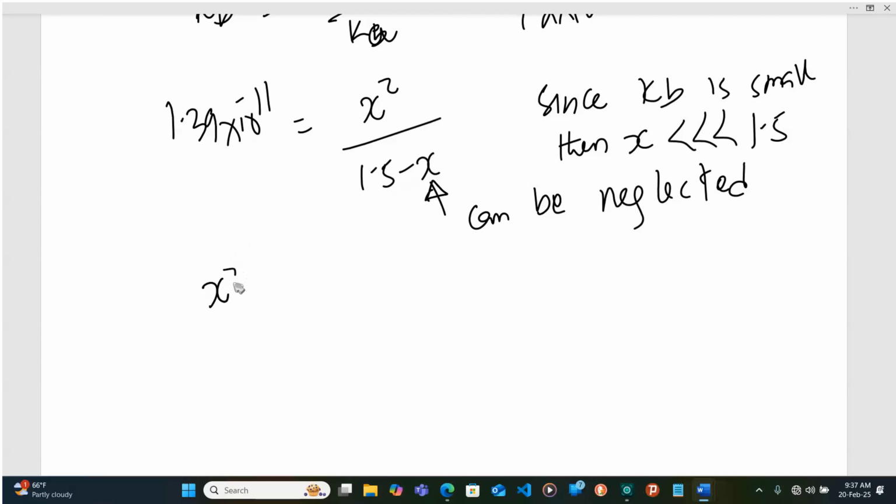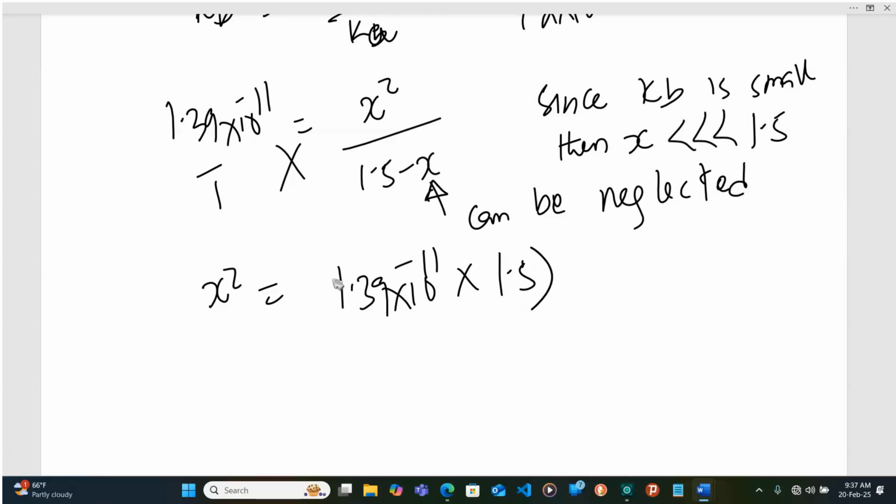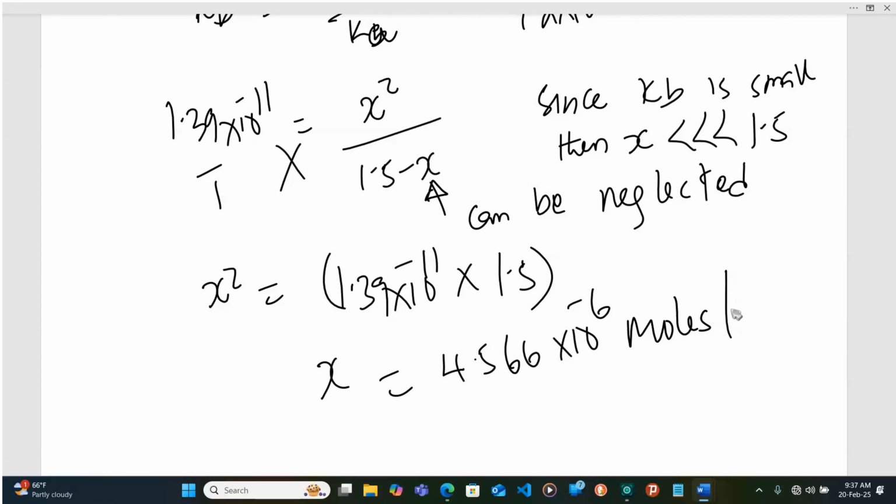So therefore x squared will equal, I put this out of 1 and I cross multiply. So I'll have 1.39 times 10 power negative 11 times 1.5. So x will equal, if I take the square root of that, then I will have 4.566 times 10 power negative 6, and this is in number of moles per liter.